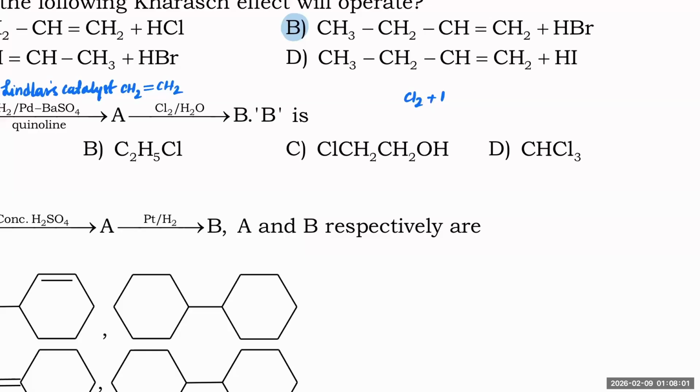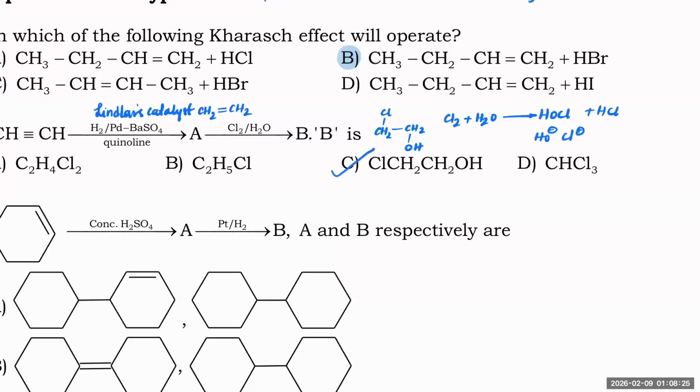Chlorine plus water would give us HOCl plus HCl. In this HOCl, HO minus and Cl plus are the electrophile and nucleophile that will attach. So on this double bond, you need to make CH2 with one Cl here, CH2 with one OH here, this way. Okay. So you can clearly see that option C is the one which is matching. Got it?